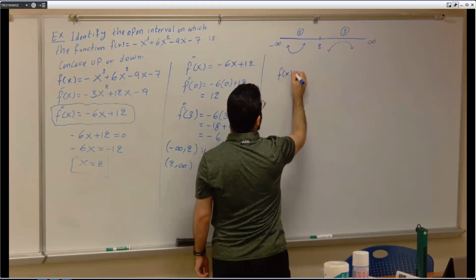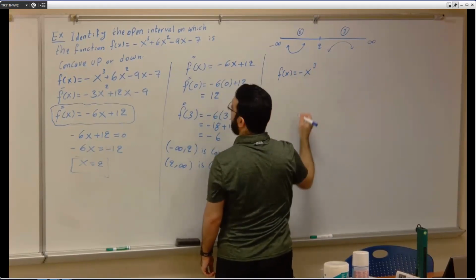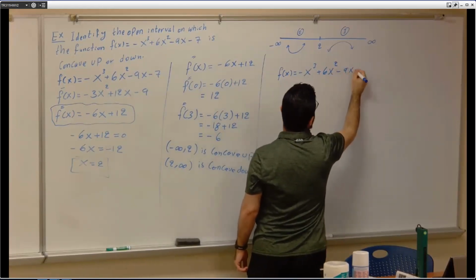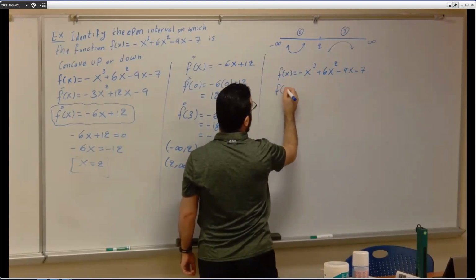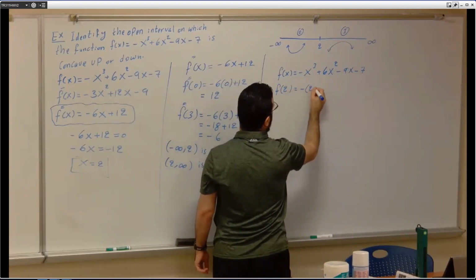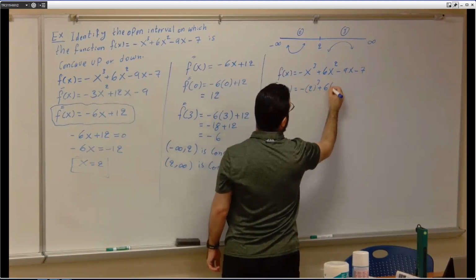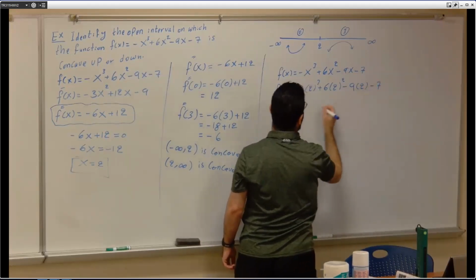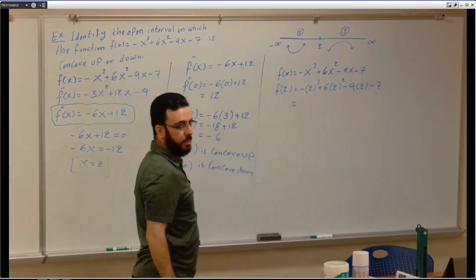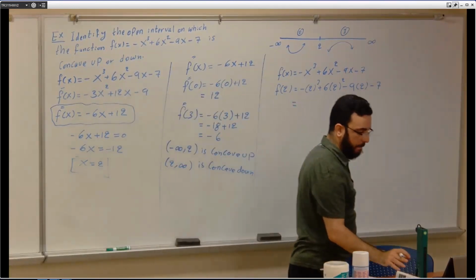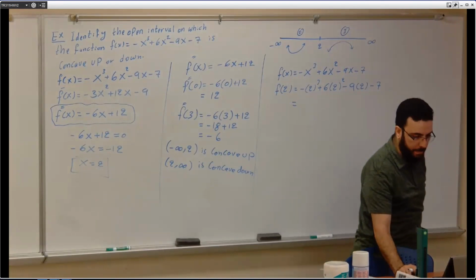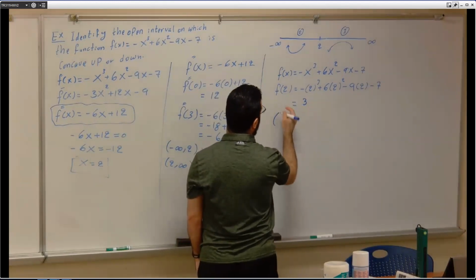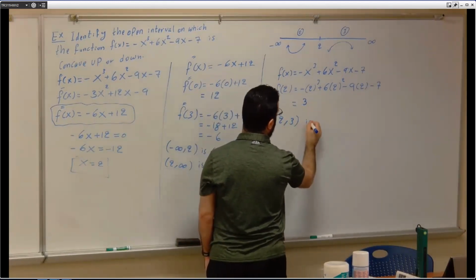So f of x is negative x cubed plus 6x squared minus 9x minus 7. Now f of 2 is negative 2 cubed plus 6 times 2 squared minus 9 times 2 minus 7. It's 3. So that means (2, 3) is the inflection point.